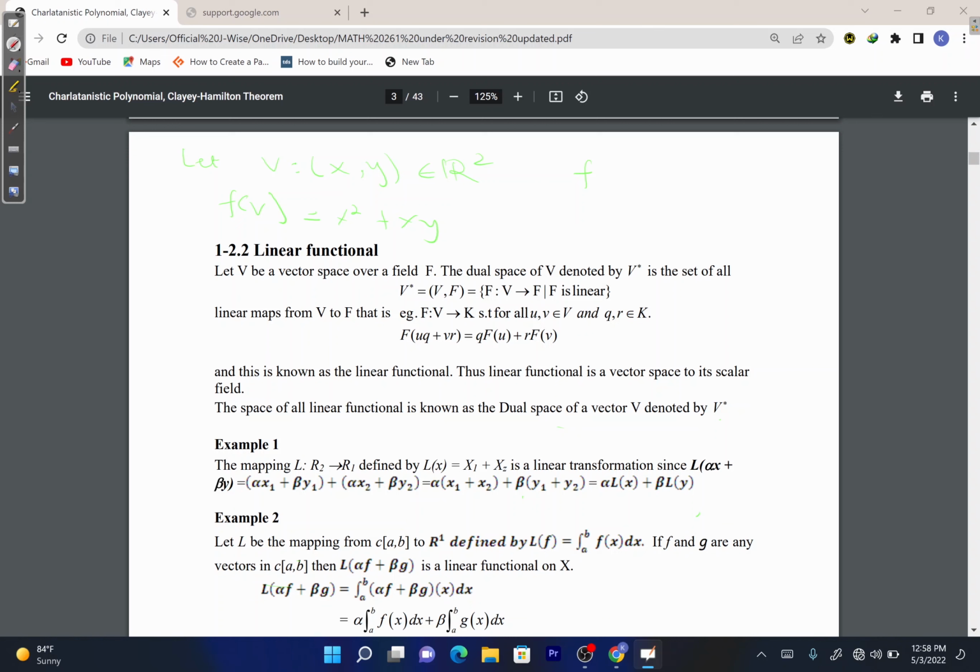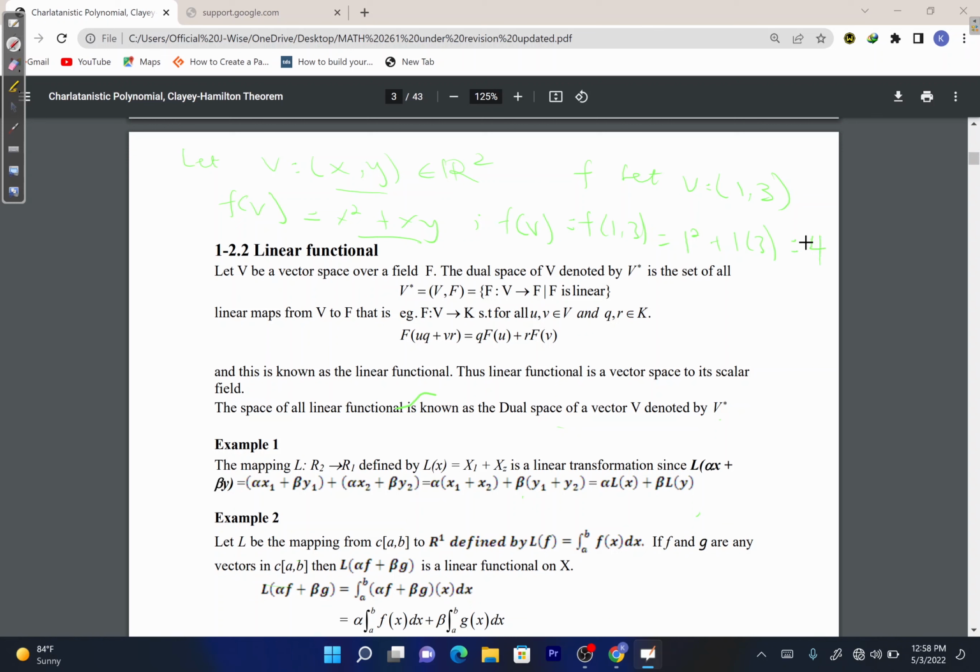Now you see this is a vector. Let's choose any vector at all. Let's say our v is equal to (1, 3). Therefore, from this definition, f of v, which is the same as f of (1, 3), is given by x squared, that is 1 squared, plus 1 times 3. 1 squared is 1, 1 times 3 is 3, so 1 plus 3 is what?